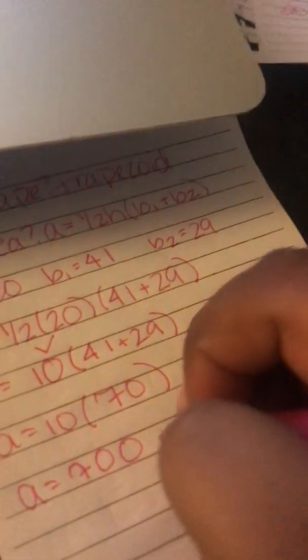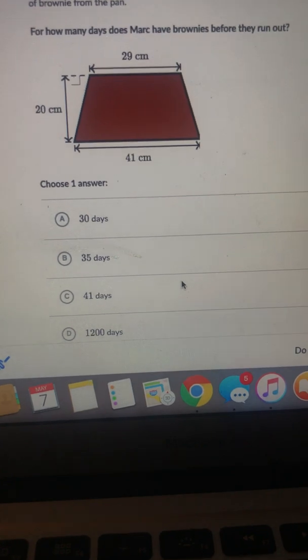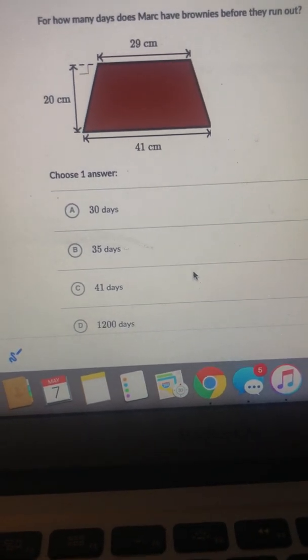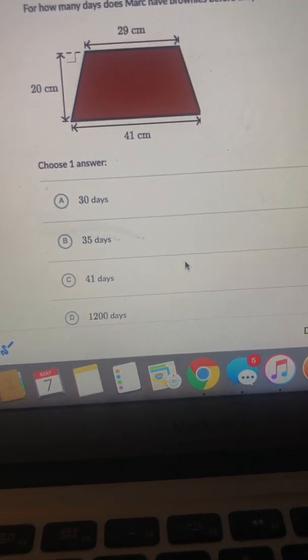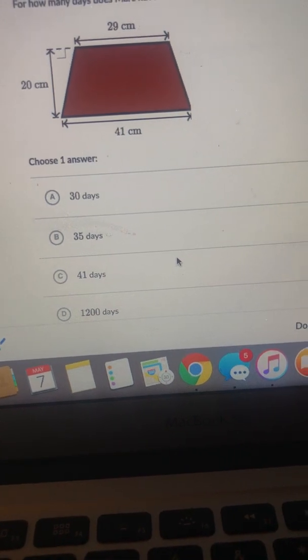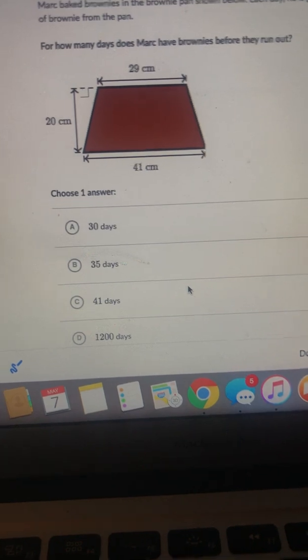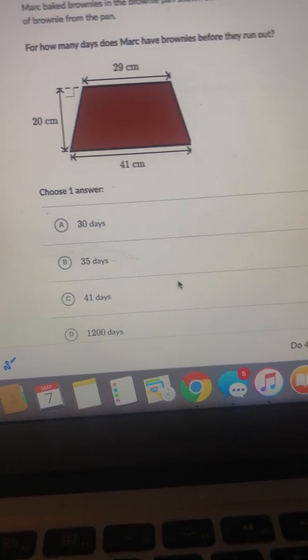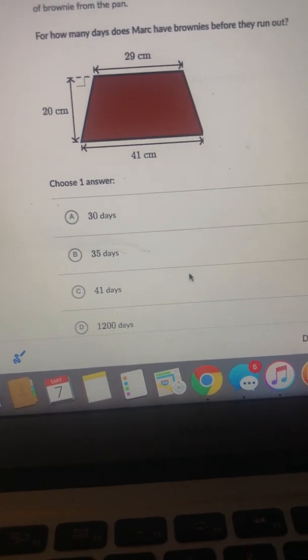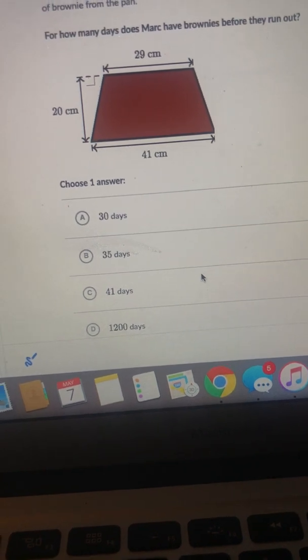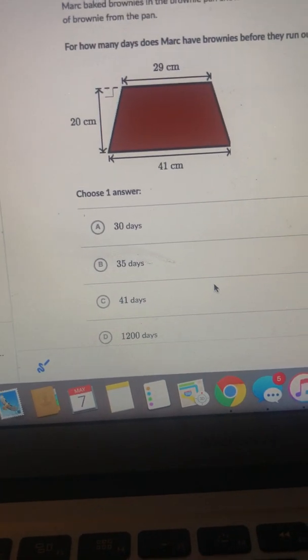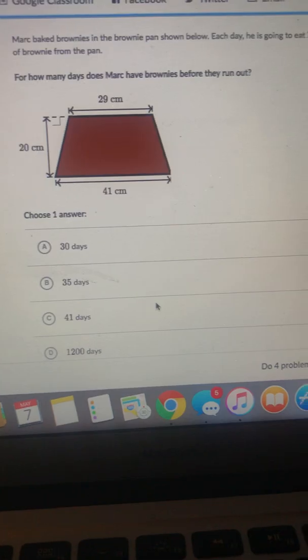And you put 700 centimeters squared. Okay, that's not your answer though. So it says for each day he's going to eat 20 square centimeters. So we're going to have to divide here. So he has a total of 700, and then each day he loses 20. So you want to know how many days before he runs out. So how many times will 20 go into 700 is what that means.